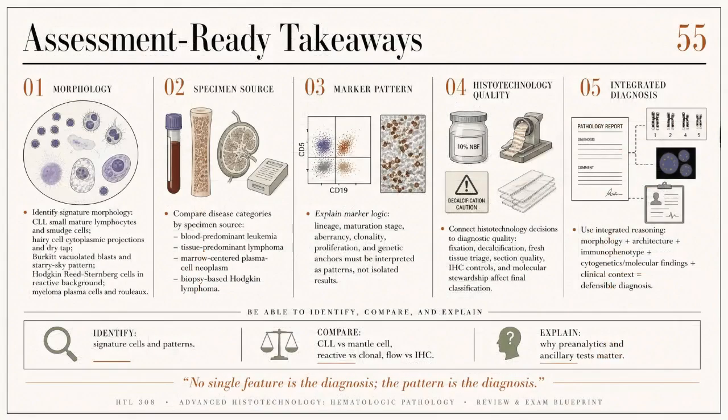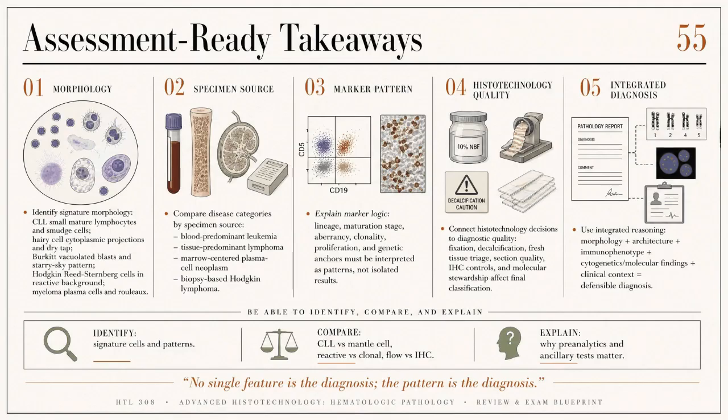As we reach this pivotal point in our module, it is essential to consolidate the complex information we have covered into clear, assessment-ready takeaways that will solidify your understanding and prepare you for practical application in the histotechnology laboratory and beyond. Mature lymphoid neoplasms represent a diverse group of hematologic malignancies with distinct morphologic, immunophenotypic, and genetic characteristics. Mastery of these features is critical not only for accurate diagnosis, but also for guiding appropriate clinical management and prognostication.